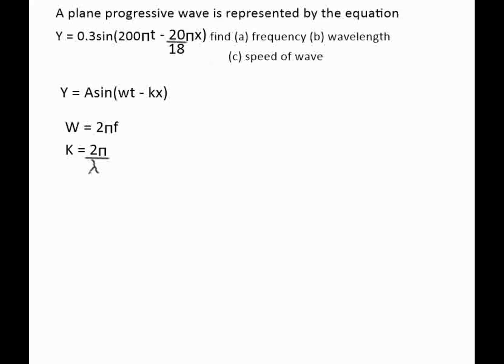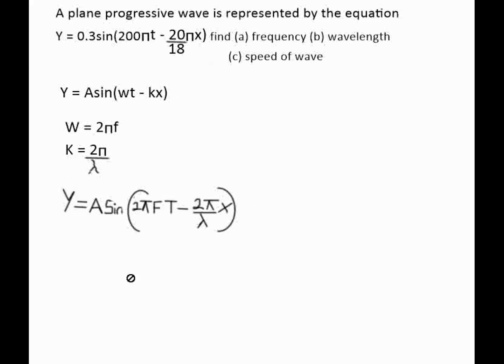Now let's try substituting the value of ω, which is 2πf, into this equation, and also the value of k. Let's see what we have. That will be y = A sin(2πft − 2πx/λ). So to solve the problem that's given to us, let's start comparing these two equations.